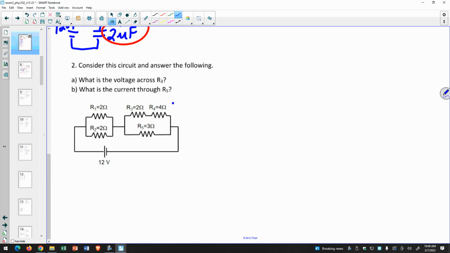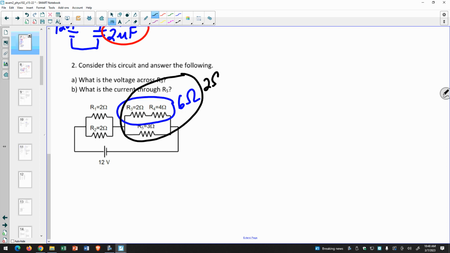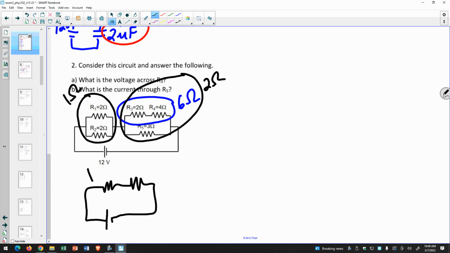So first I find my equivalent. This is 6 ohms. And then a 6 and 3 in series combined. A 6 and 3 in parallel is 2 ohms, and then a 2 and 2 is 1 ohm. So I can redraw this. It has a 1 ohm and a 2 ohm. Please stop me if that doesn't make sense to you, because I know that it might not.